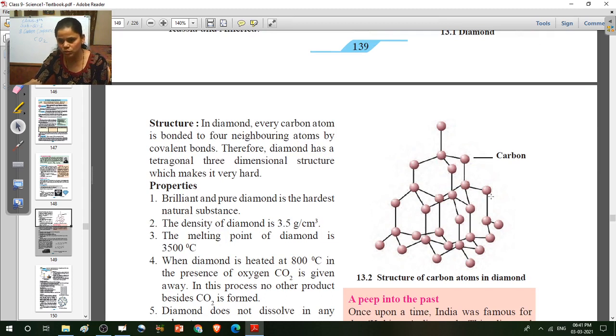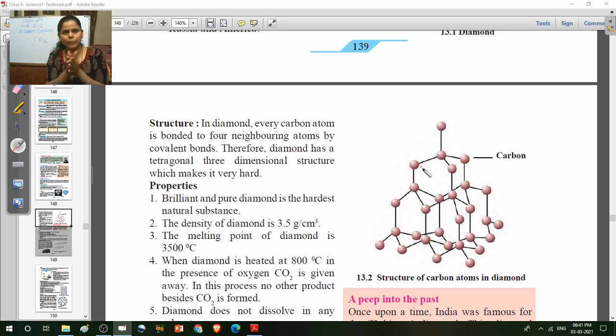So, just observe, this is the structure of diamond. So, in the structure of diamond, carbon. Carbon is a constituent element of the diamond. Clear? And the valency of the carbon is 4. That means the carbon atom requires 4 electrons.